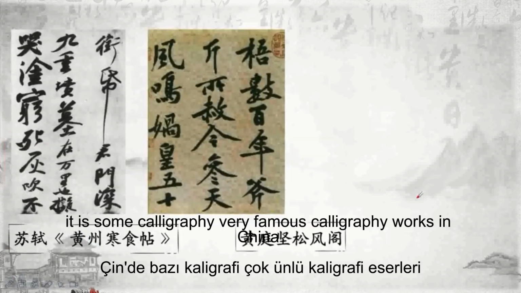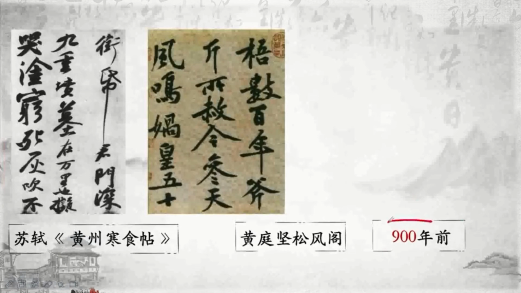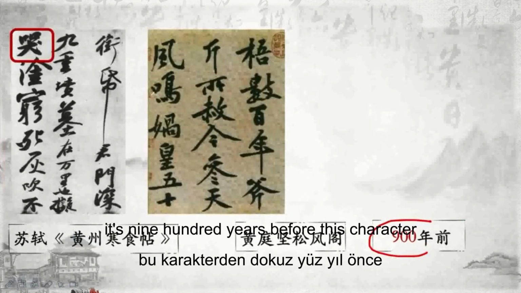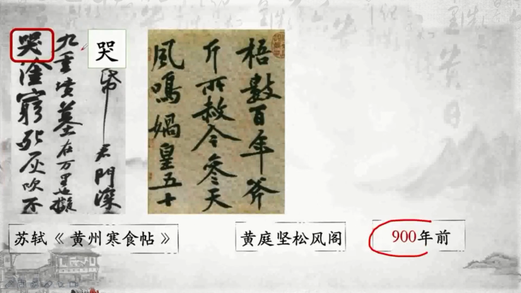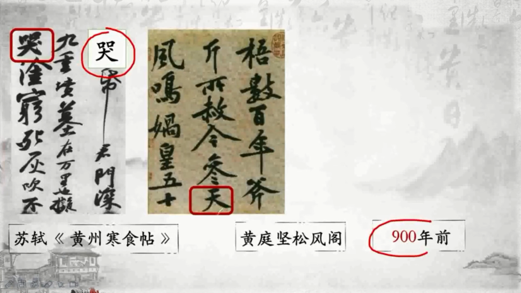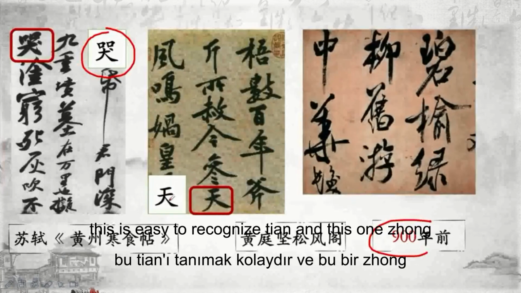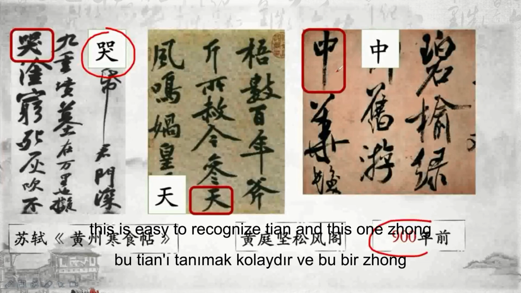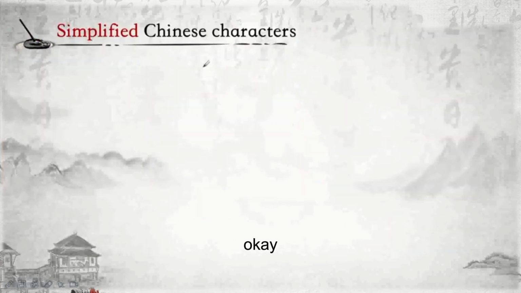There are some very famous calligraphy works in China. This one is 900 years old. This character, we know, 哭, to cry. This is easy to recognize. 天, sky. And this one, 中.